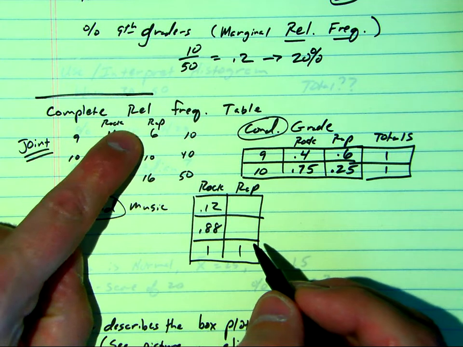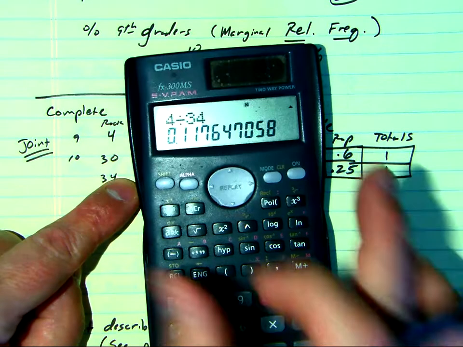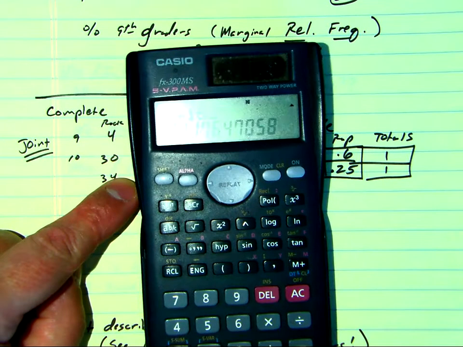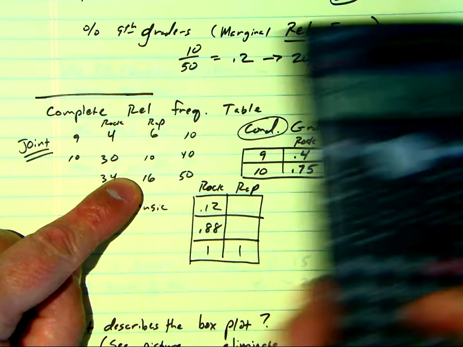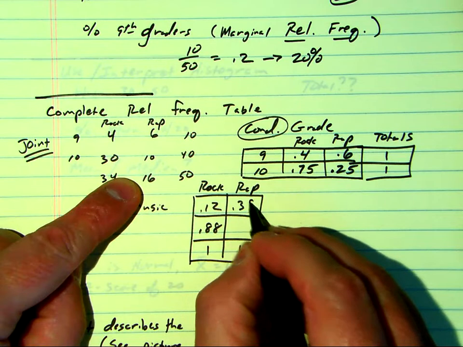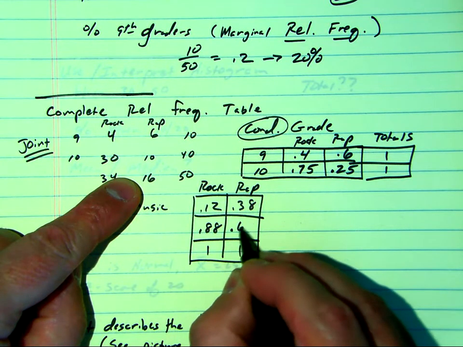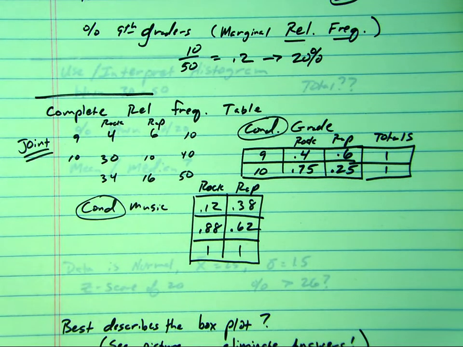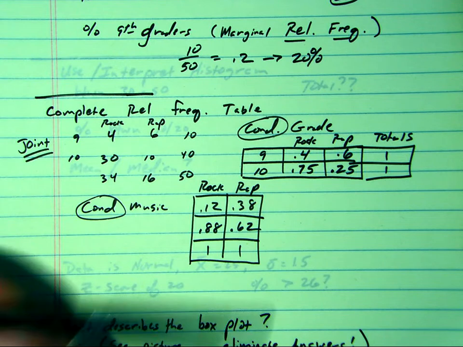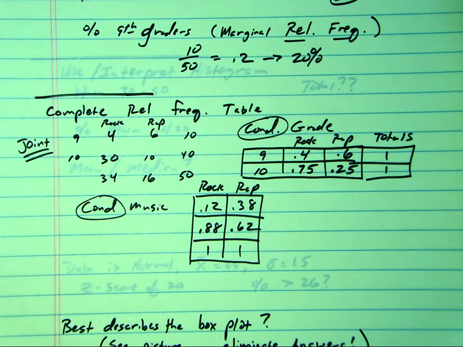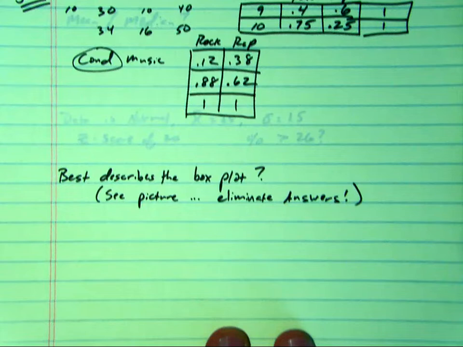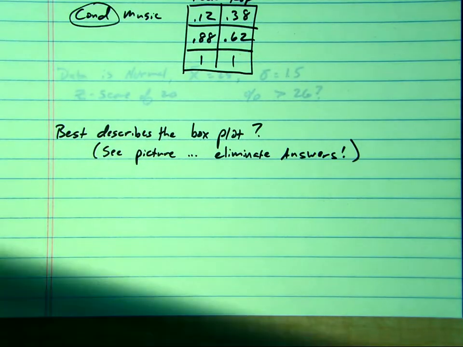This is going to be 6 divided by 16. 0.38. And so we're going to say this one's 0.62. That's how you come up with conditional relative frequencies. Any questions on those? And obviously you answer questions based on that. Okay? Let's go to a real quick look at a box plot and multiple choice answer.